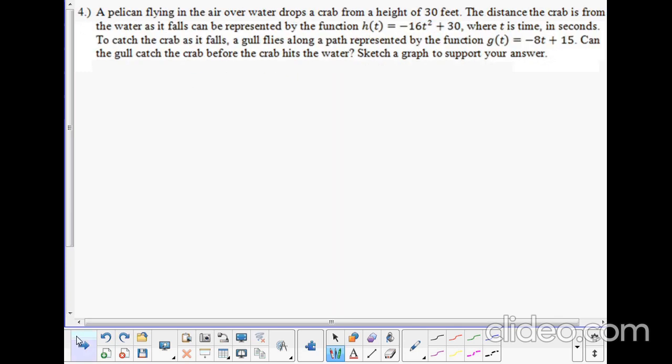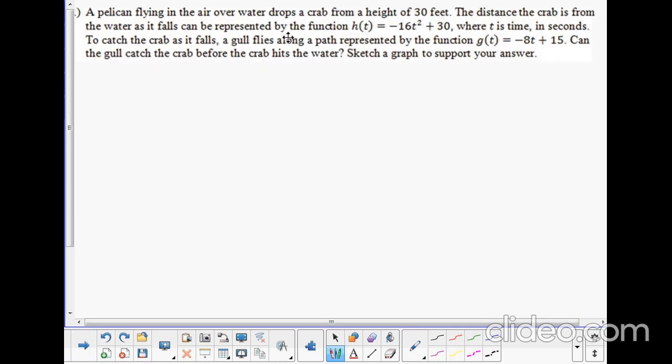Let's take a look at another example. Problem number 4 says a pelican flying in the air over water drops a crab from a height of 30 feet. The distance the crab is from the water as it falls can be represented by the function negative 16t squared plus 30. We might recognize that function from earlier this year, where t is time in seconds. To catch the crab as it falls, a gull flies along the path represented by the function g of t, which is negative 8t plus 15. Can the gull catch the crab before the crab hits the water? And sketch a graph to support our answer.